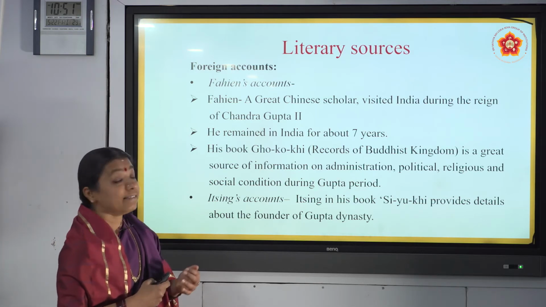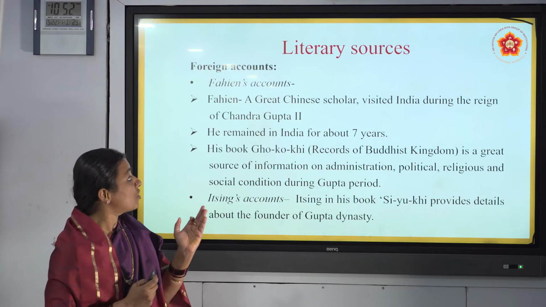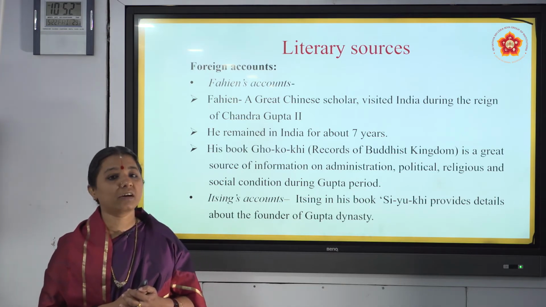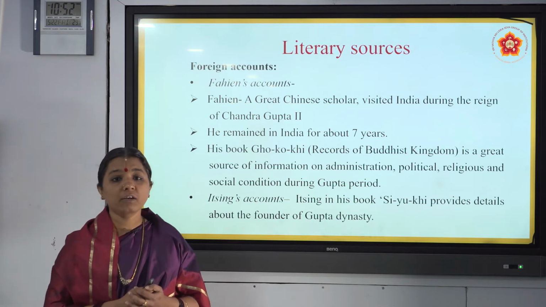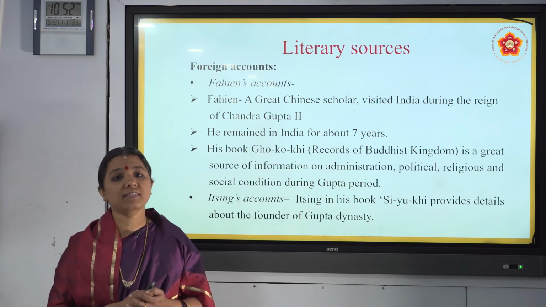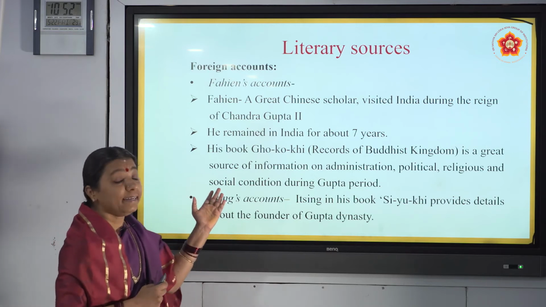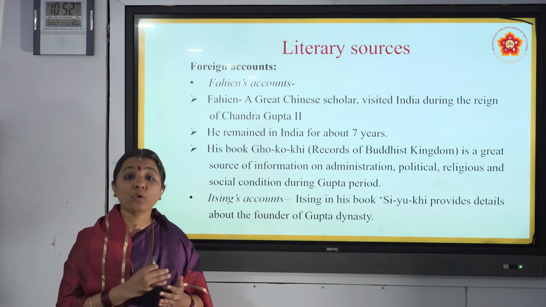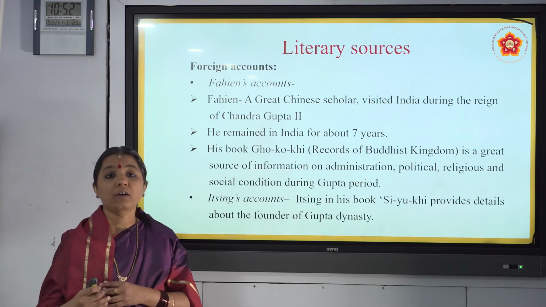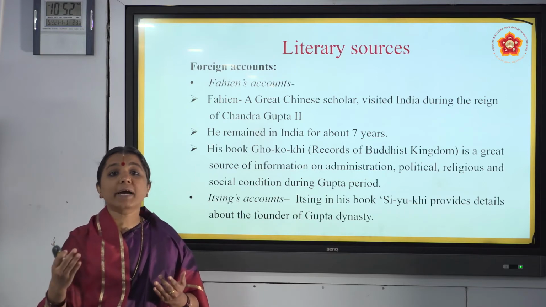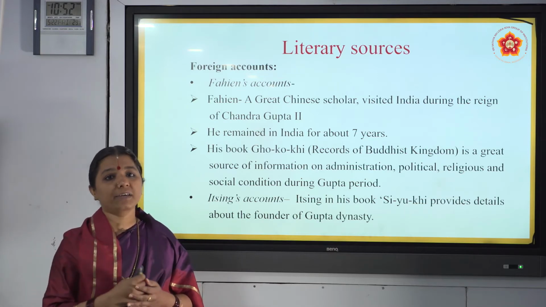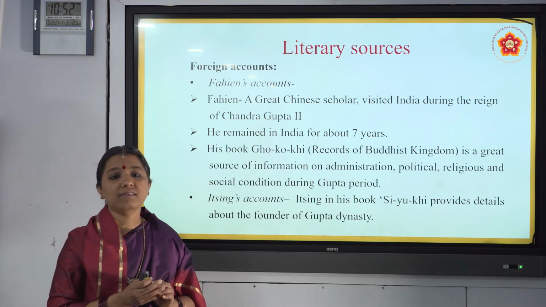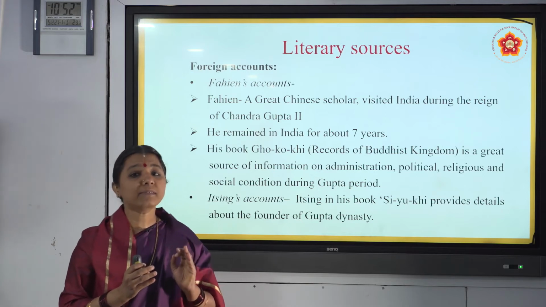Fahian is a great Chinese scholar. He visited India during the period of Chandragupta II, between 405 and 411 CE. He remained in India for about 7 years, and he spent more than 3 years in Pataliputra, the capital of the Gupta Empire.